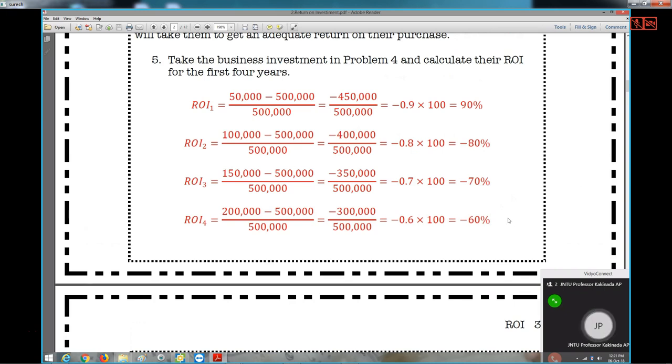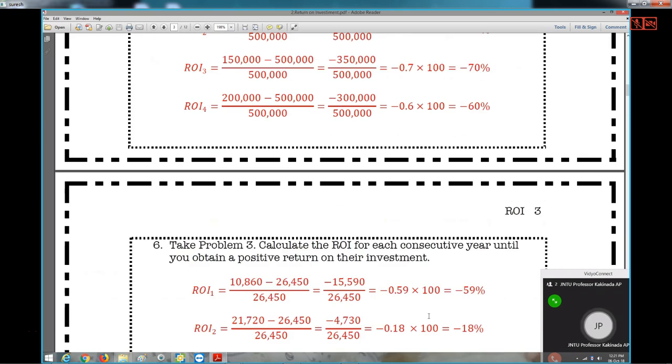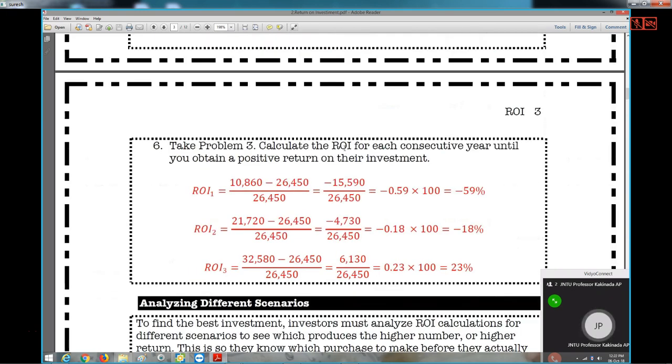So that means at the end of the fourth year, we have a loss of only 60%. So like that, the time is involved in this return on investment issue. The total loss incurred year by year is going to get reduced. So loss is getting minimized. Now, we calculate the rate of return on investment for each consecutive year until you obtain the positive return on this investment.